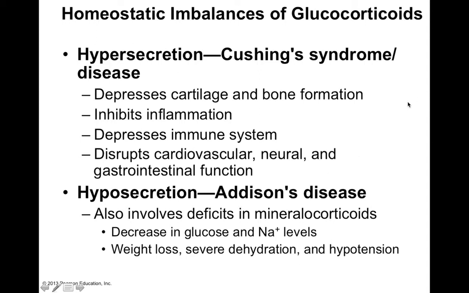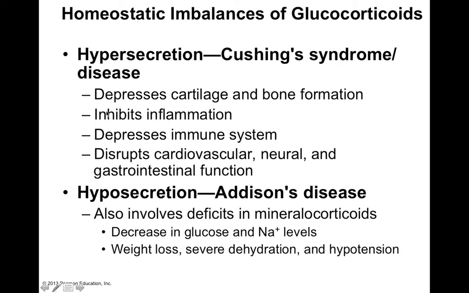Now, we do get some different imbalances that can occur from the glucocorticoids. So if you have too much glucocorticoid secretion, like too much cortisol secretion, you can get a disease called Cushing syndrome. Cushing syndrome is due to hypersecretion of cortisol. With this particular disease, what we see is depressed cartilage and bone formation, so you get brittle tissues around your body, including cartilage and bone.